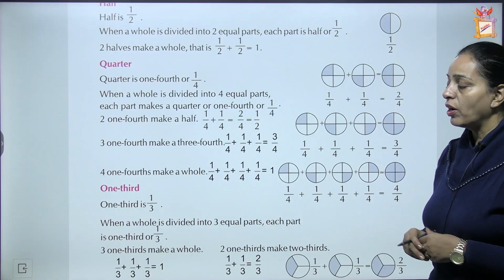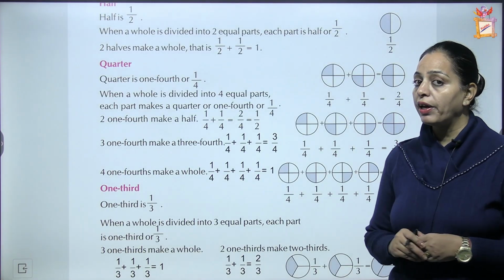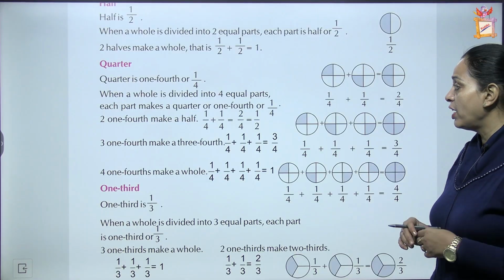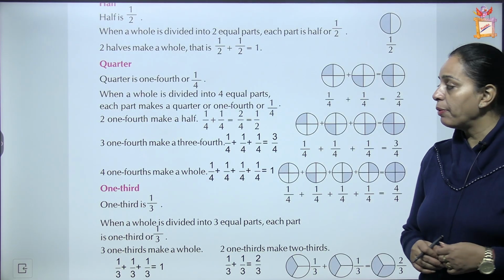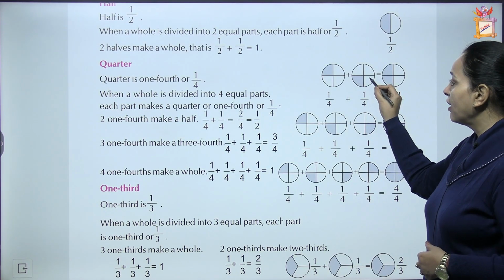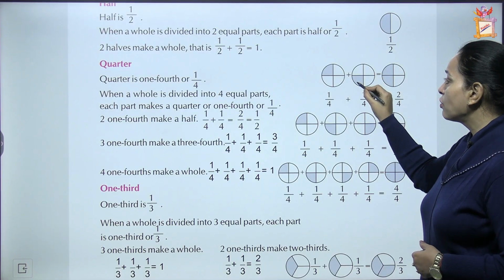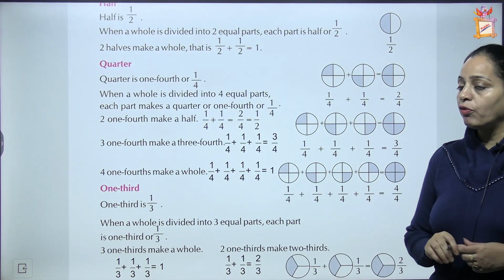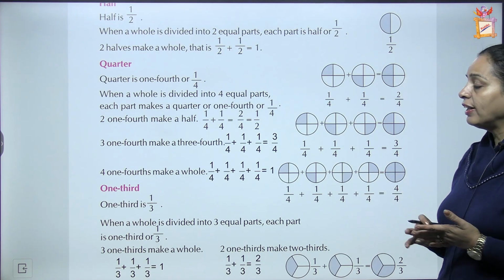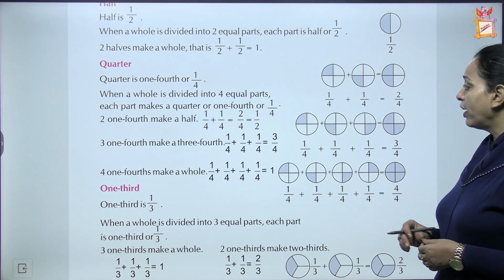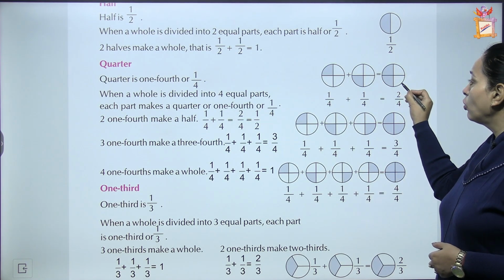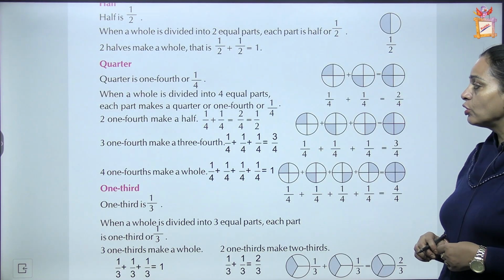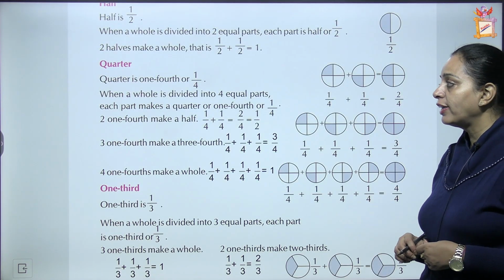Now quarter means 1/4. Total 4 equal parts, we have to take 1, that becomes 1/4. So see here, we have 4 equal parts. This is 1/4, this is 1/4. When we combine these 2 parts, what do we get? 2 parts out of 4, 2/4, right? And what is 2/4? 2/4 is 1/2.